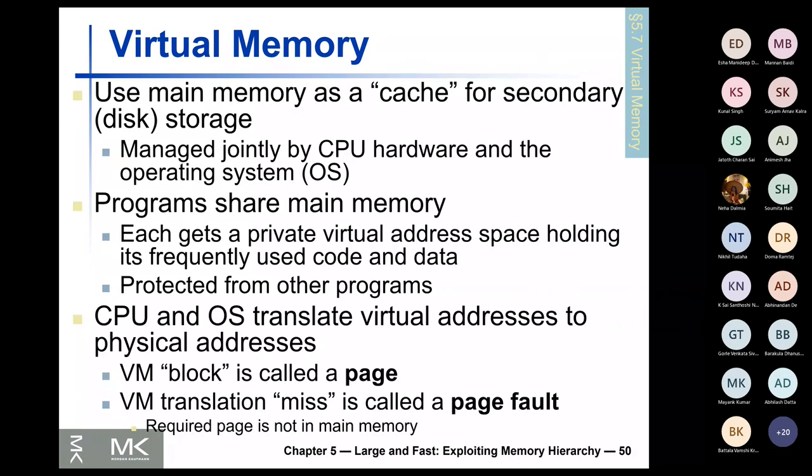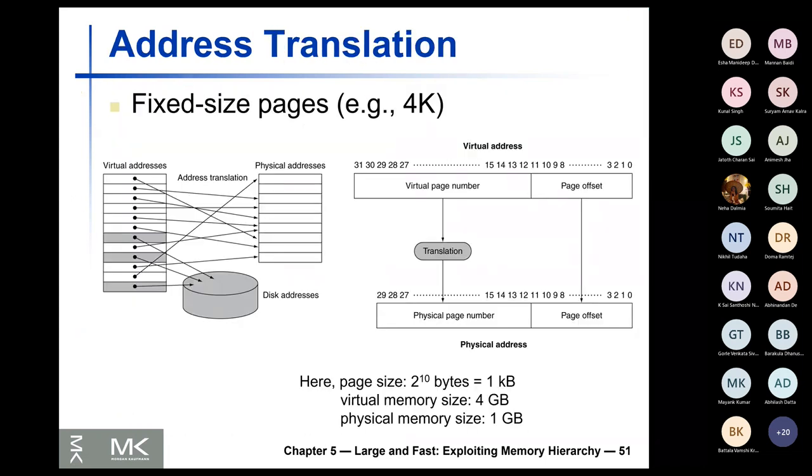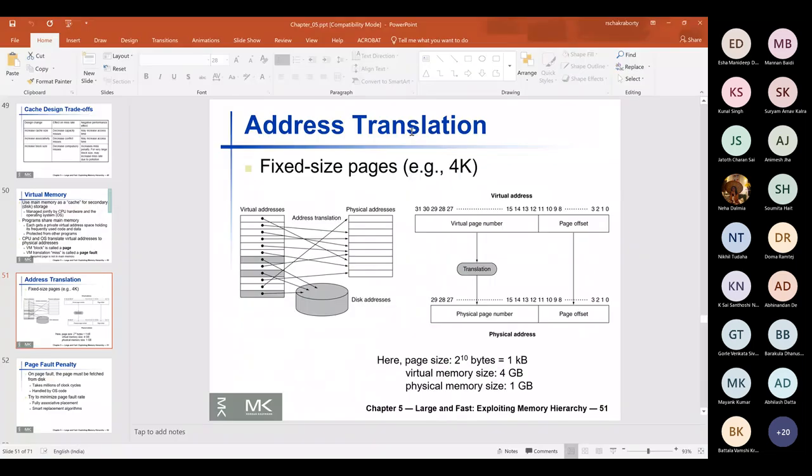Now what you need to do is translate a virtual address to a physical address. So look at this diagram here. Suppose I have fixed size pages, for example 4 kilobyte pages. This is a 32-bit addressing system. There is an address translation mechanism which takes this 32-bit address.